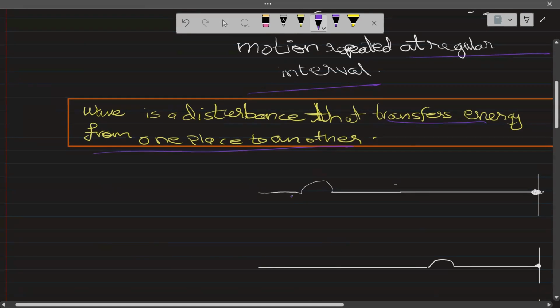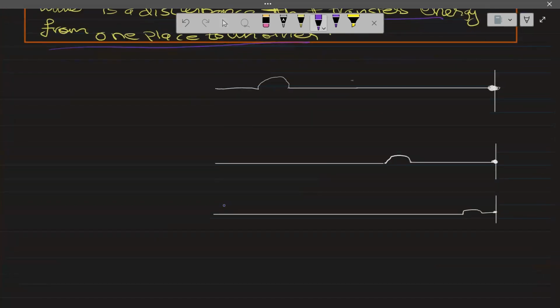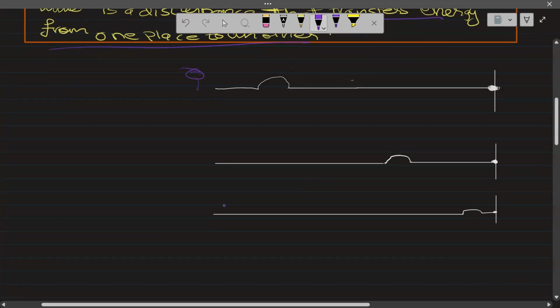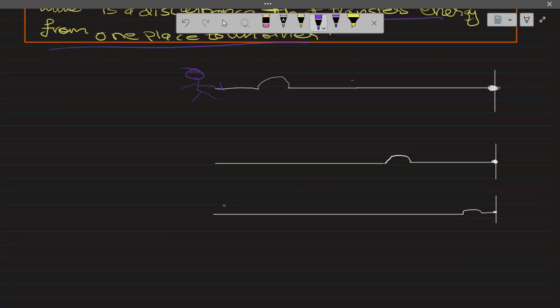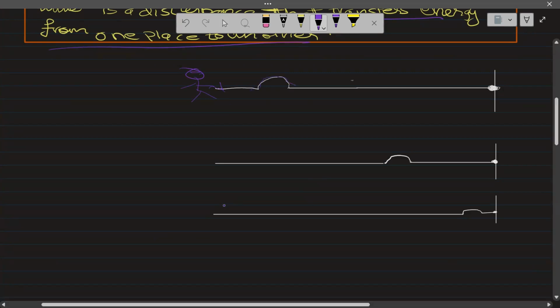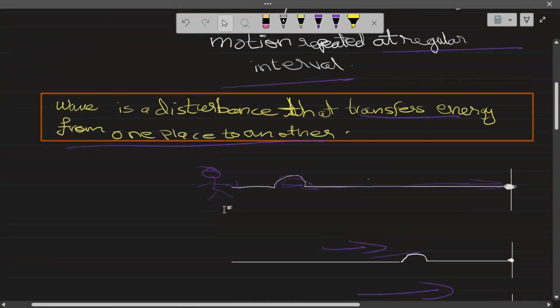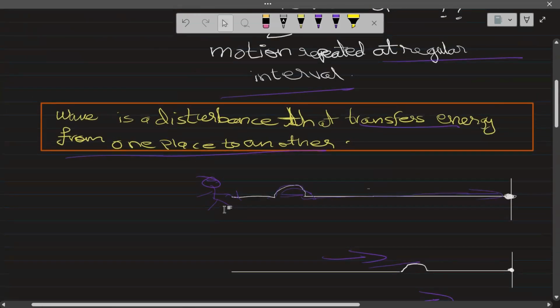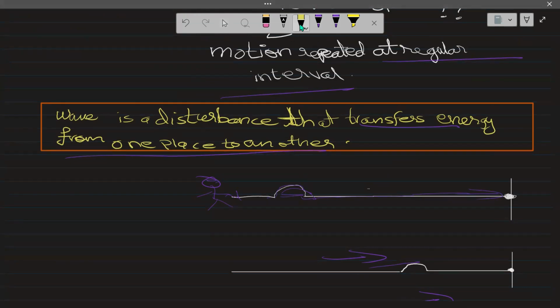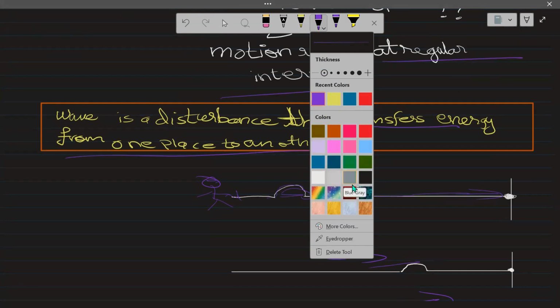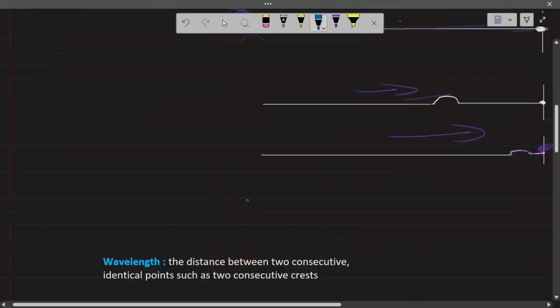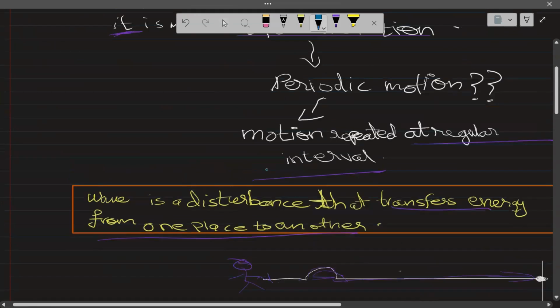That's the basic definition. For example, if here is a person, and he gives a stroke to the rope, this disturbance moves on and on. Can you see this? This disturbance has moved till the end. So basically, the rope didn't move, the rope didn't go there. Only energy went there. So now we are done with the definition of a wave.